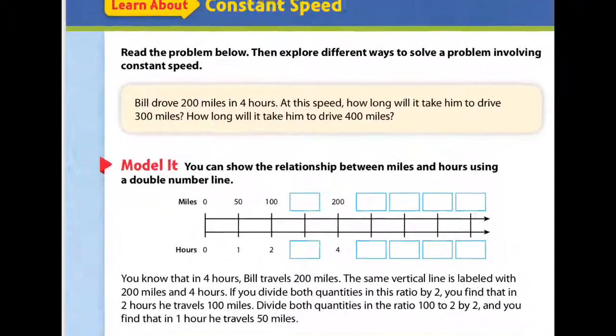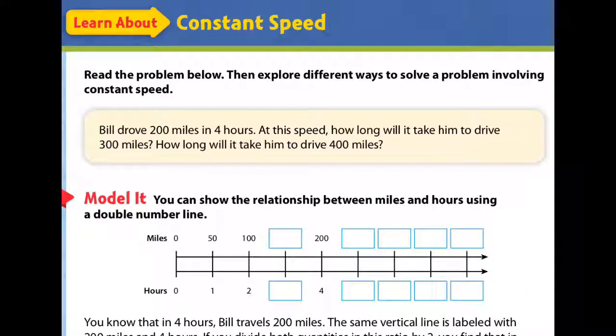So let us get started here by reading this problem about Bill at the top of the page. It says, Bill drove 200 miles in 4 hours. I'm going to put a box around that because that is a ratio right there. And I'm going to continue. It says, at this speed, how long will it take him to drive 300 miles? How long will it take him to drive 400 miles? So using the ratio 200 miles in 4 hours, we should be able to find out how far he'll go at that speed in 300 miles and in 400 miles.